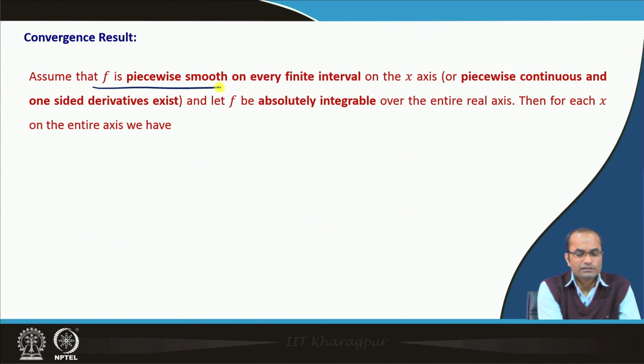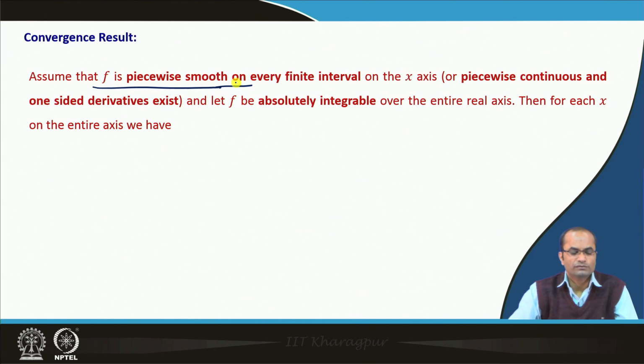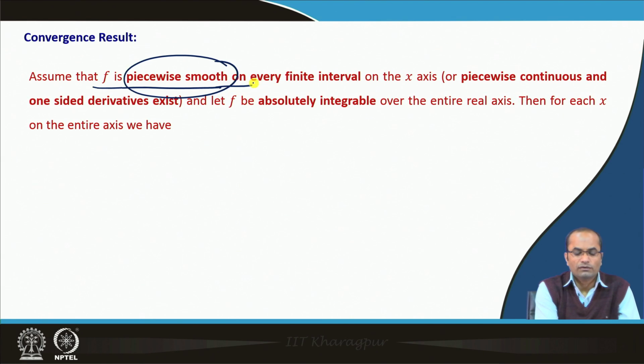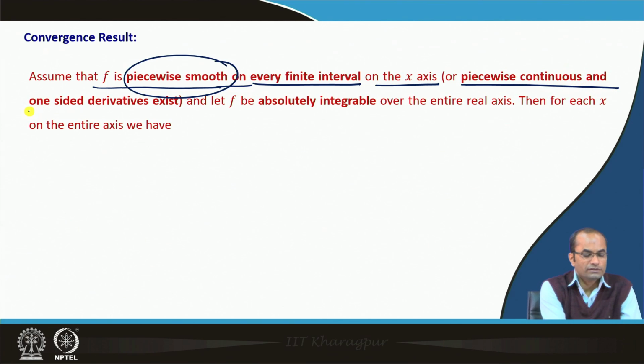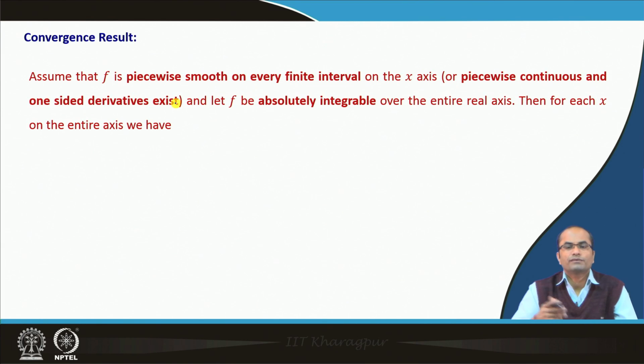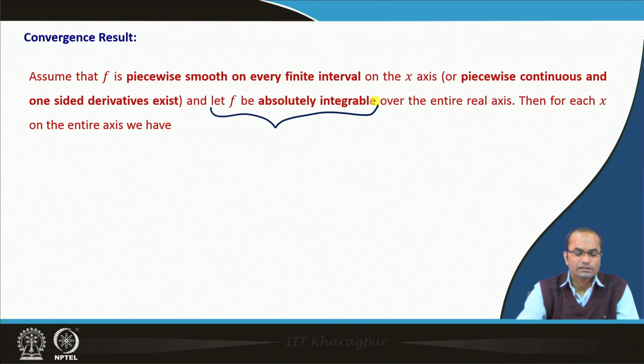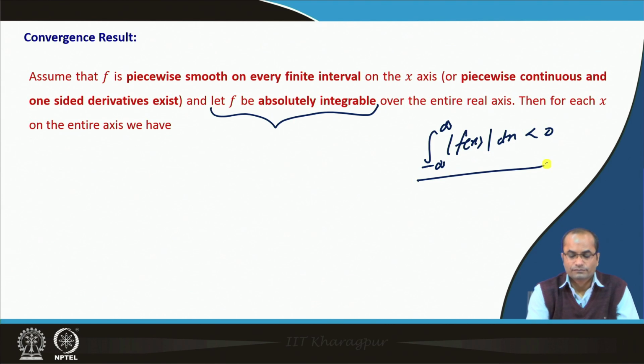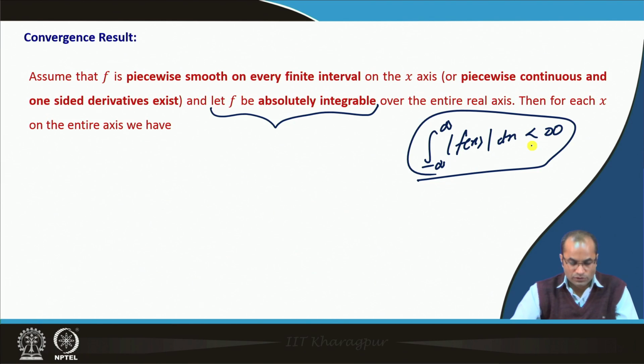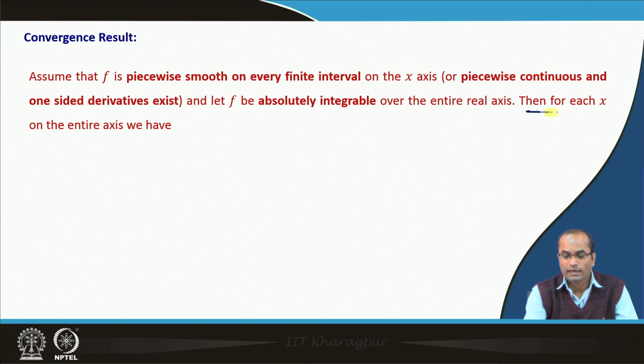Well, just to summarize this result again in terms of the convergence theorem: let f be piecewise smooth. This is sufficient now. We are talking about piecewise smooth on every interval of the x axis, or we can say piecewise continuous with one-sided derivatives. So, similar conditions to what we have discussed for the Fourier series, and on top we have an additional condition that f be absolutely integrable. That means the integral from minus infinity to plus infinity of |f(x)| dx is finite, that it converges.